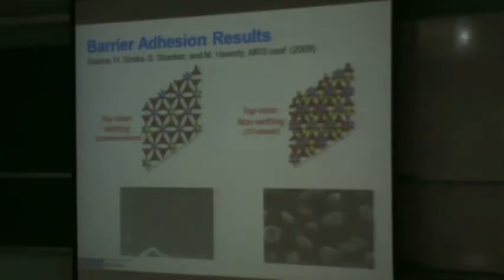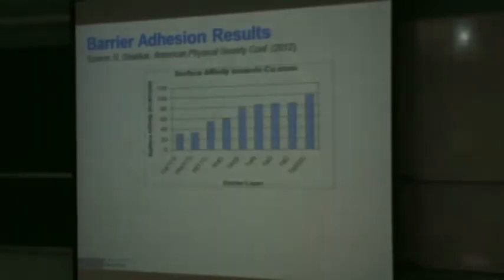So what we're going to do is use DFT to look at a number of candidate barrier layer chemistries and see which one of these might give us more uniform coverage versus less uniform coverage, and the quantity that we're going to compute is this surface affinity. We're going to use that with DFT. So these are the candidate materials.